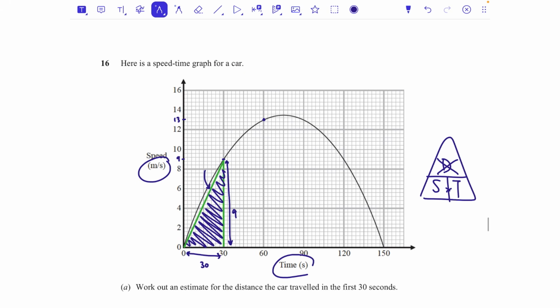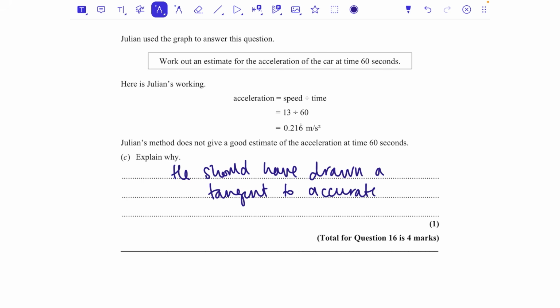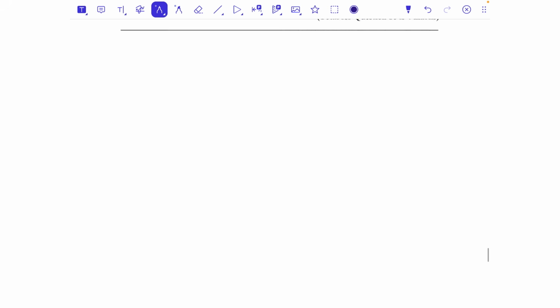Now, what we actually want to do, if we want the acceleration, is we would need to do a tangent at that point. Oh, I'm going to go a bit lower there and move it up. So I want to kind of match that gradient at that point. Turn it into a triangle and do rise over run. So he has not calculated the gradient at that point, which is what he would need to do to get the acceleration. So we need to say he should have drawn a tangent to accurately calculate the gradient, which is what would give you the acceleration. So there we go, that was your 4th mark on that one.